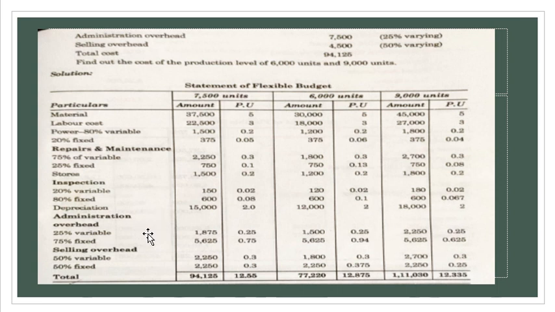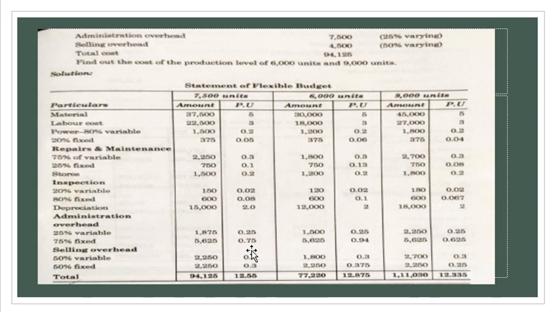If 25% is variable, then the remaining 75%, out of 7,500 into 75%, is fixed. Which will give us 5,625. So 5,625 for all the units, and the cost per unit will vary. So 5,625 divided by 7,500 will give us 0.75. So which we have taken here as 0.75.